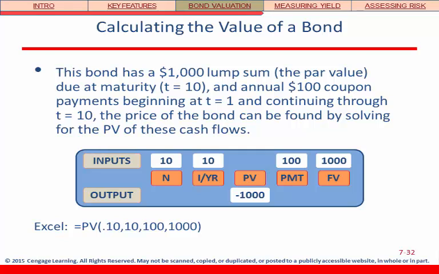Okay. All right. So once again, 10 for N, 10 for I, 100 for payment. Future value is always par, which is always 1,000. And then present value, you solve for that, and you'll get negative 1,000, just like the future value was 1,000.